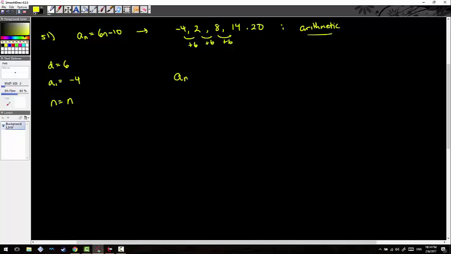So I know that a sub n, which is any term, that's going to be a sub 1, which is the negative 4, which is what we found when we plugged in a 1 into the n area. Plus d, well, that's going to be plus 6 times n minus 1. Well, that's just n minus 1. So if I wanted to find the 70th term, I would just plug in 70, and I'd be good to go. And that's as far as you need to go for 51. Right, nothing else to it.